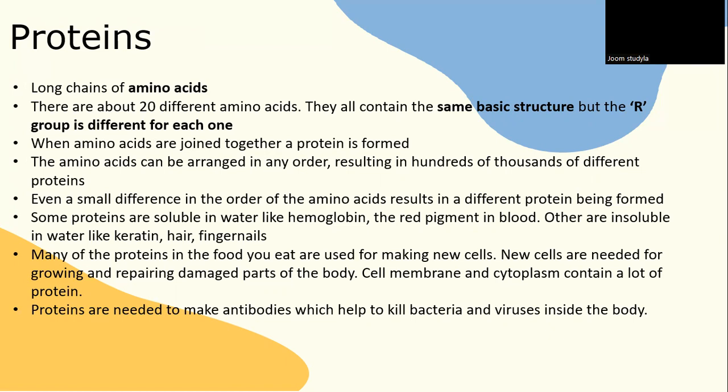Some proteins are soluble in water, like hemoglobin, the red pigment in blood. Others are insoluble in water, like keratin in hair and fingernails. Many of the proteins in the food you eat are used for making new cells. New cells are needed for growing and repairing damaged parts of the body. Cell membrane and cytoplasm contain a lot of protein. Proteins are needed to make antibodies, which help to kill bacteria and viruses inside the body.